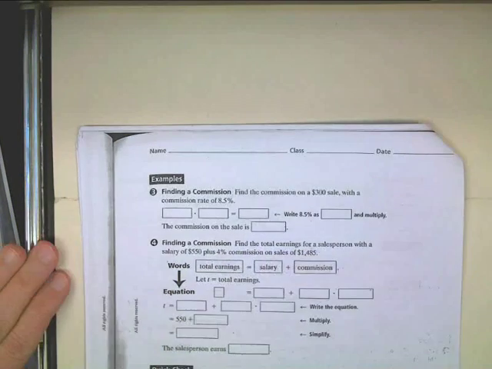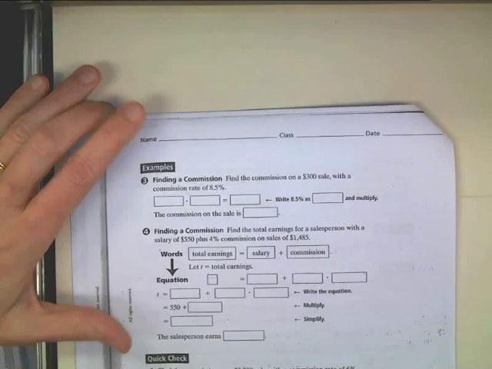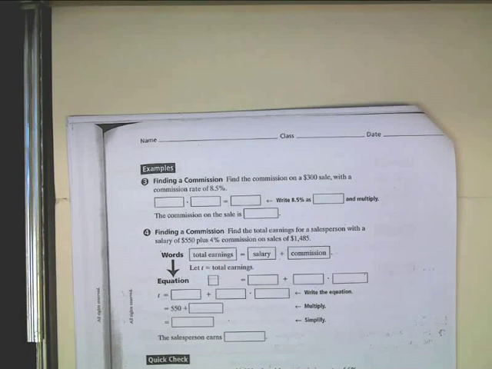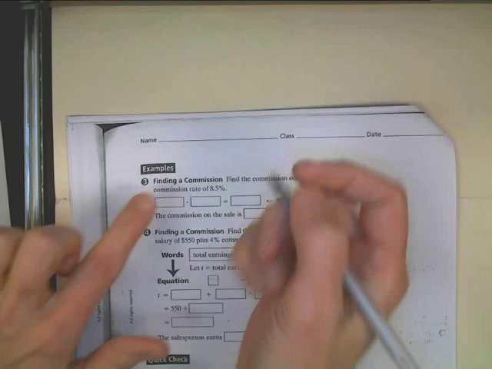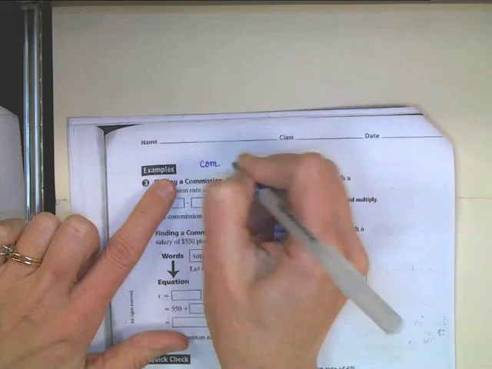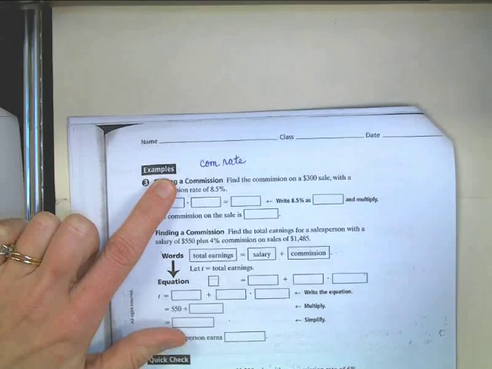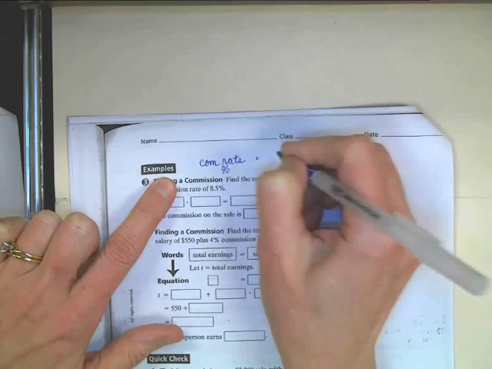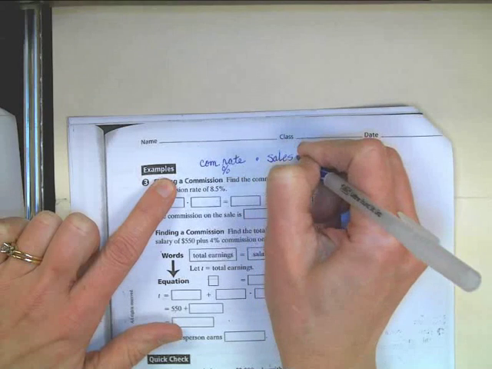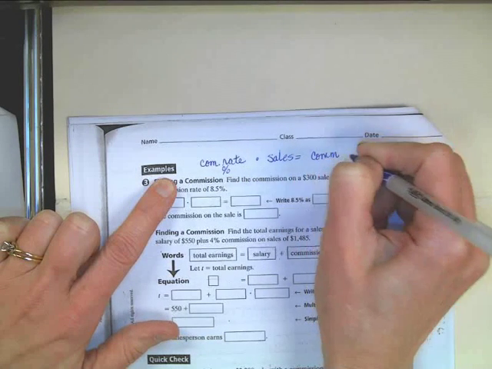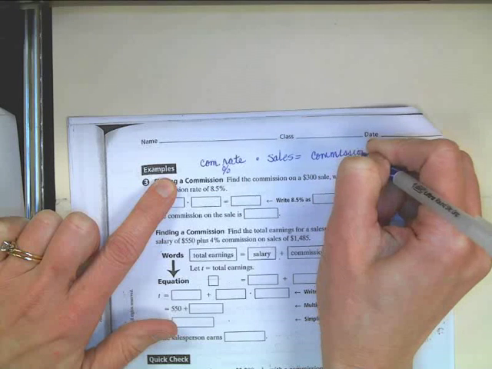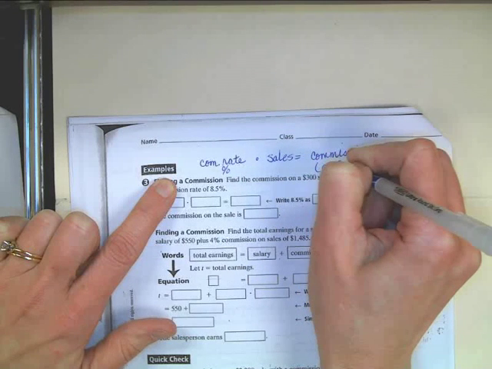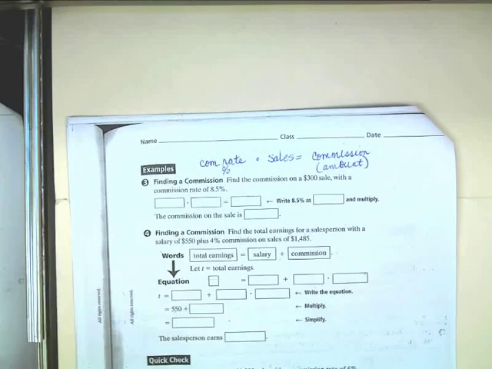Okay. I'm going to move on to our next example, number 3, finding a commission. Now, the commission is the amount of extra pay that you get on some sales. So remember, commission is going to be the commission rate, and I'm going to abbreviate here, commission, C-O-M, which is going to be your percent times the sales. And that's the commission, or the commission amount, if you want to think about it that way.